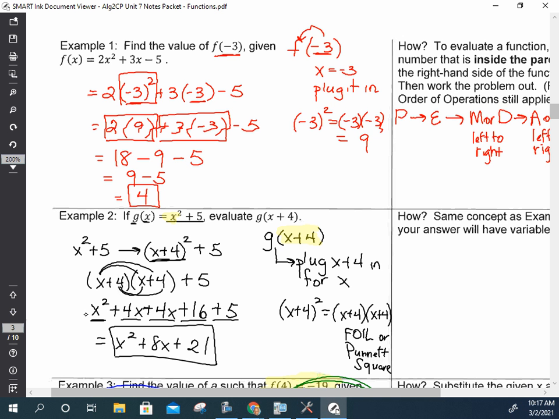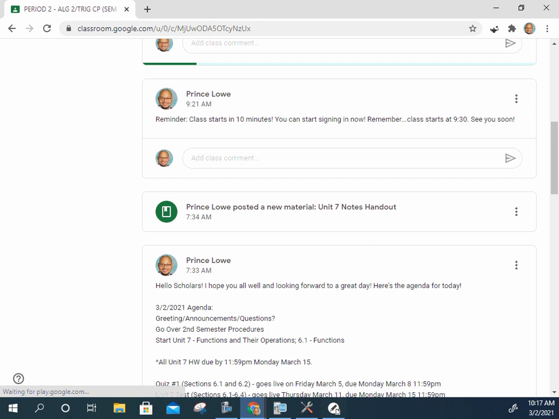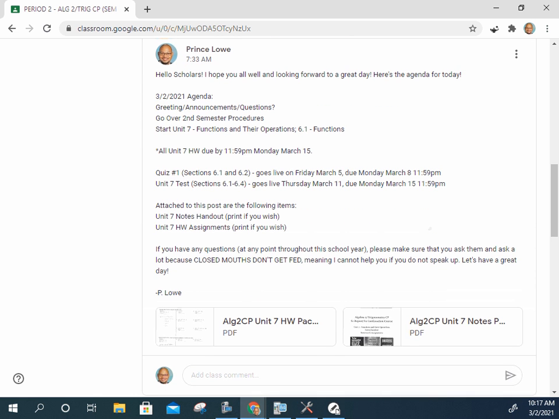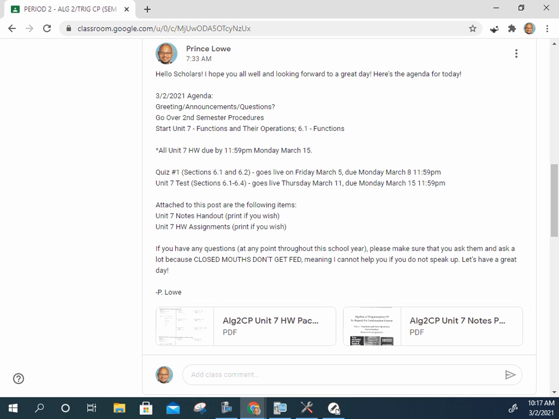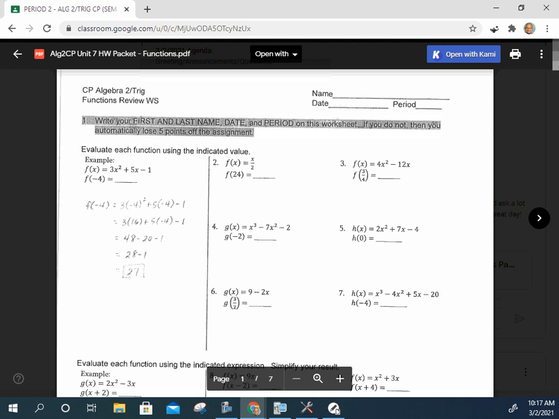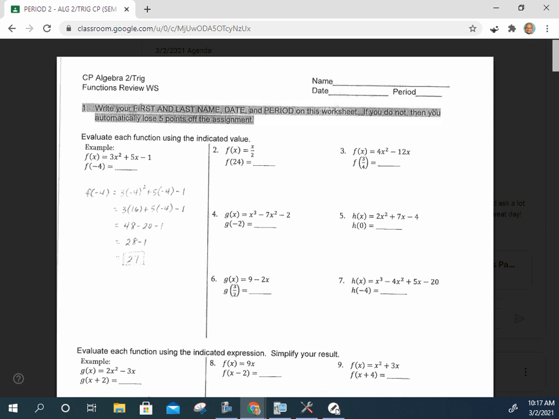All right, so let's take a look at the homework that goes with this particular section. So I'm going back to the stream of your Google Classroom. I will post this to the classwork section after this class is over. So all the homework for this unit has already been posted. So we're going to look at just this first page. So the first page, it says functions review worksheet. This is basically what we did in class today.